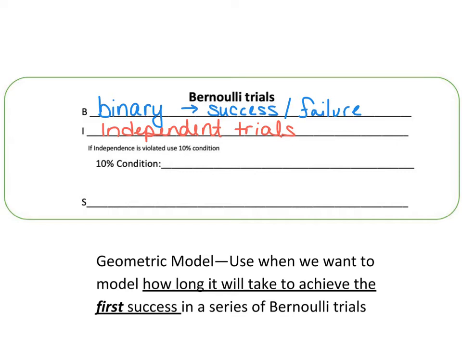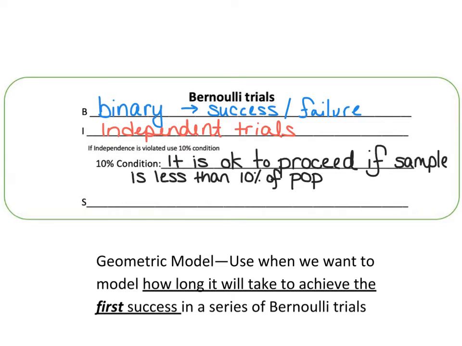This means that the first trial cannot affect the outcome of your second trial. Now, we are going to see some scenarios where this gets violated. For instance, whenever you're sampling without replacement, technically you're taking something out. You are changing the sample space, so you are altering the probabilities. If you're dealing with a small enough sample, you can still proceed. This is known as the 10% condition. It's okay to sample less than 10% of the population.